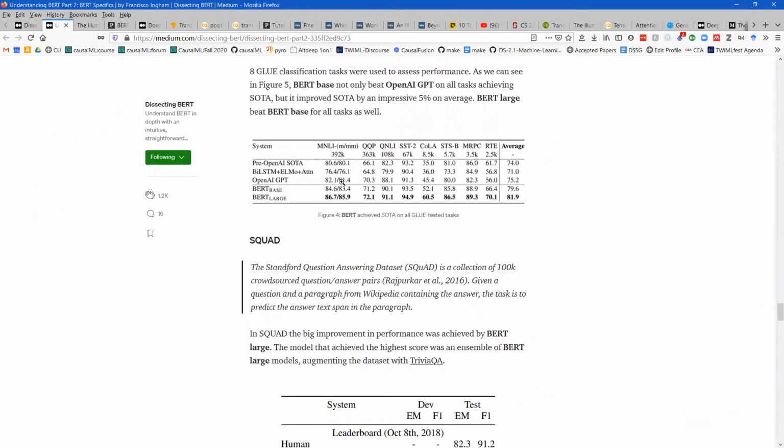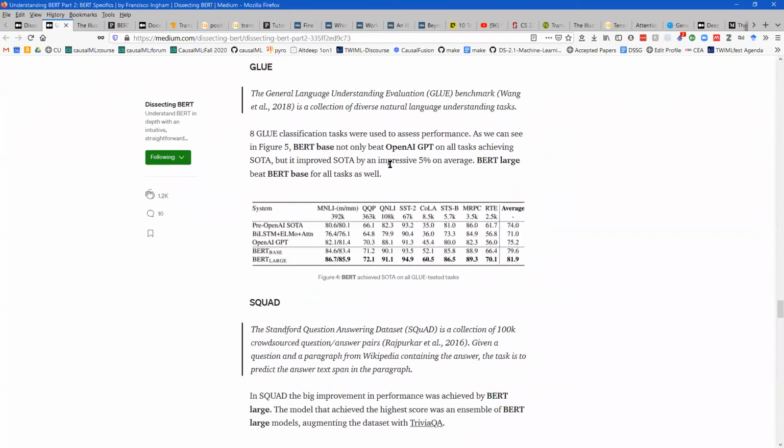Now we can compare some of the results in the GLUE, the 8 GLUE classification tasks, and I don't remember exactly what these all are, but you can see that BERT base here is 79.6 on its average, and OpenAI GPT is 75.2. So there's a clear, it beat it by a lot.